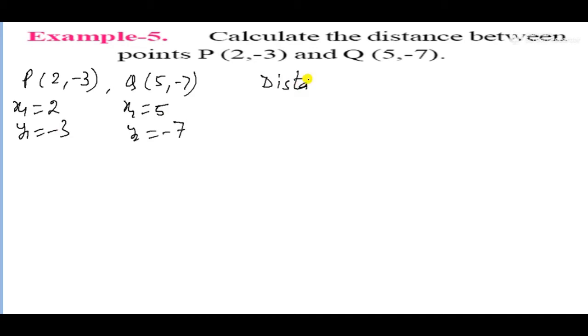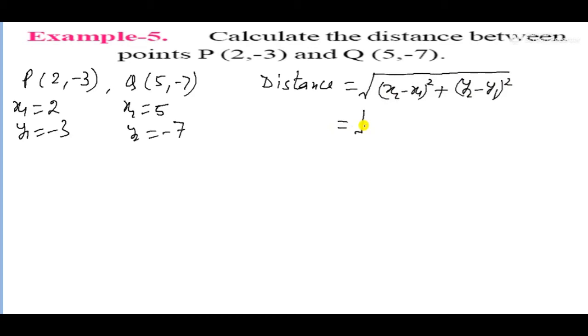So what will happen? Here x1 is equal to 2, and y1 is equal to minus 3. Here x2 is equal to 5, and y2 is equal to minus 7. So apply the distance formula. Distance is equal to the square root of (x2 minus x1) whole square plus (y2 minus y1) whole square.